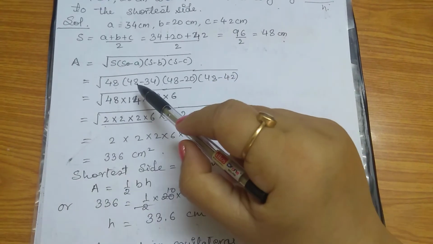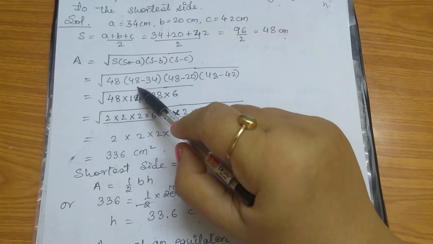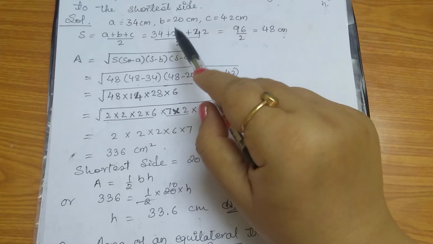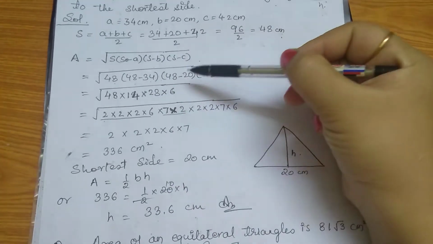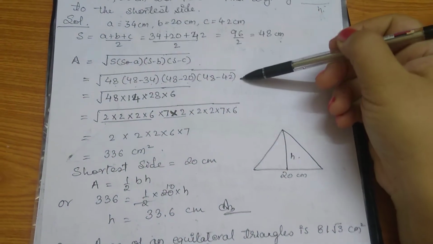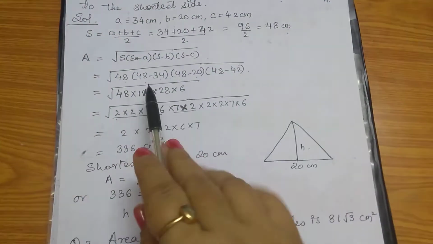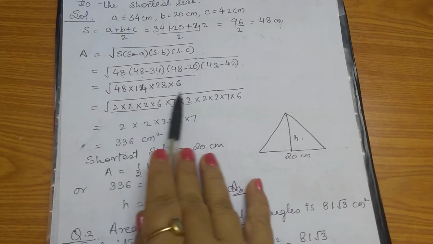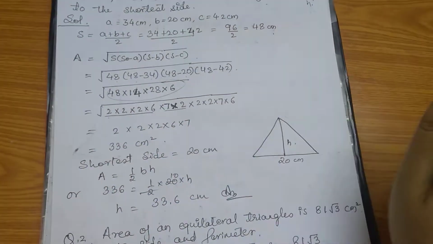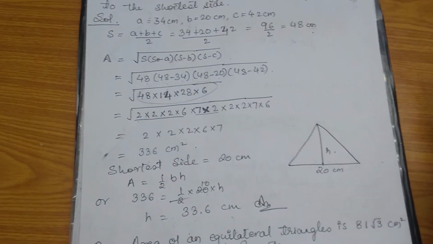S minus a means 48 minus the first side, 34. Then S minus the second side, 48 minus 20, and then S minus 42, that's the third side, right? Subtract and multiply. One method is that you multiply all the numbers and then separately find the square root of the number, right?